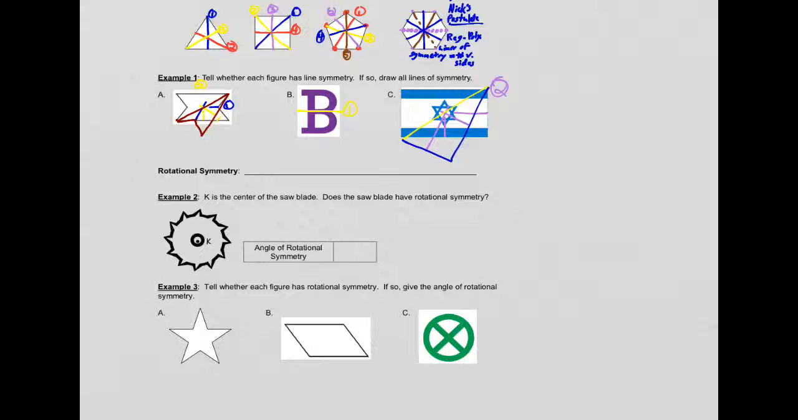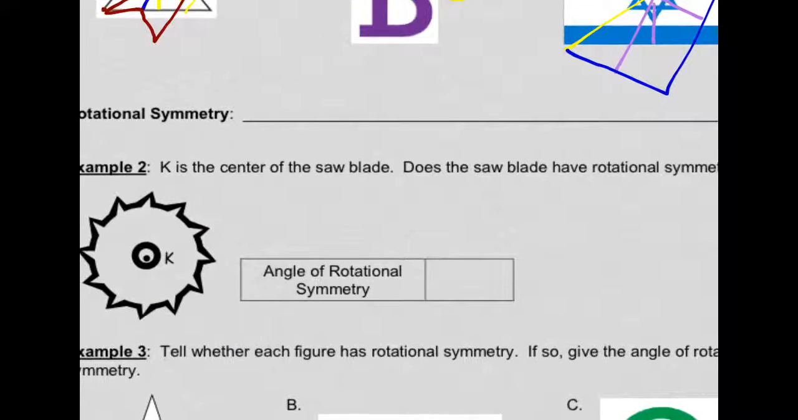All right, so we have line symmetry. Now we're going to talk about a different kind of symmetry. And I'm going to make a big deal about how different this is because a lot of people get these two confused. They think we're talking about the same thing, but these are actually different. Okay, rotational symmetry, a different type of symmetry. Rotational symmetry is when a rotated figure is exactly the same as the pre-image.